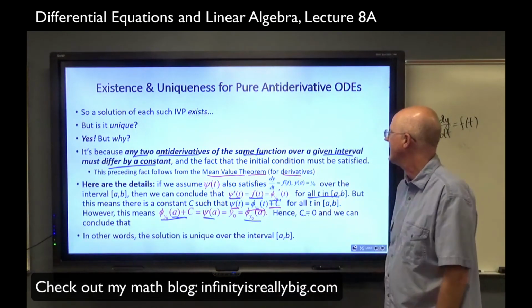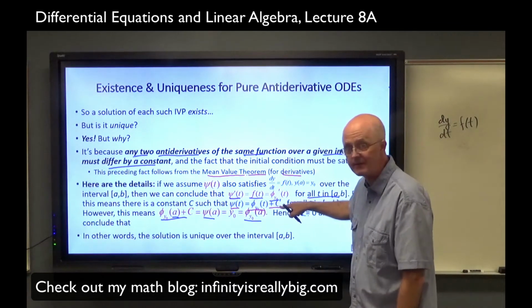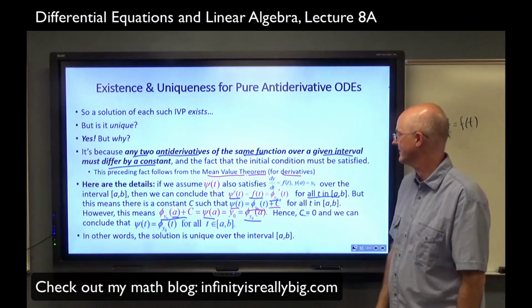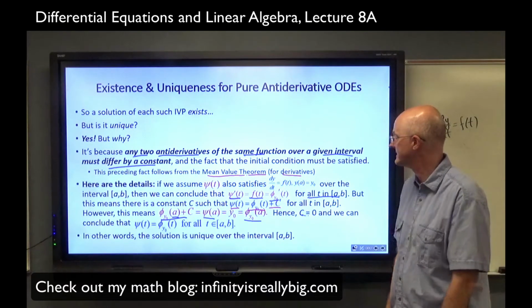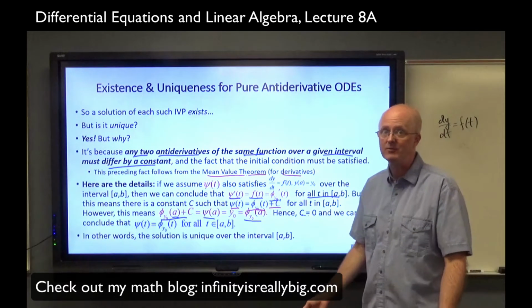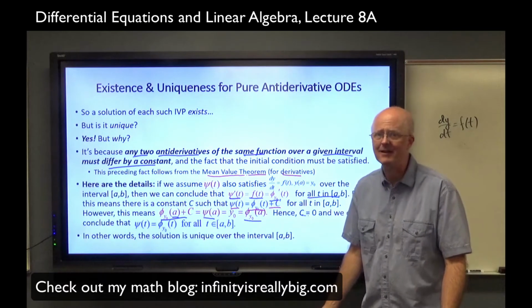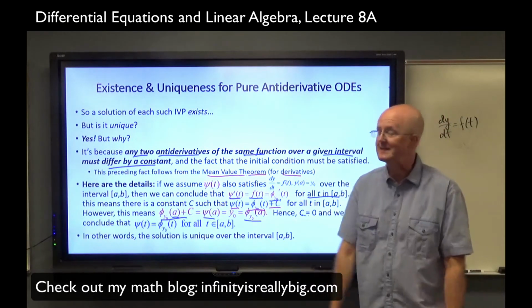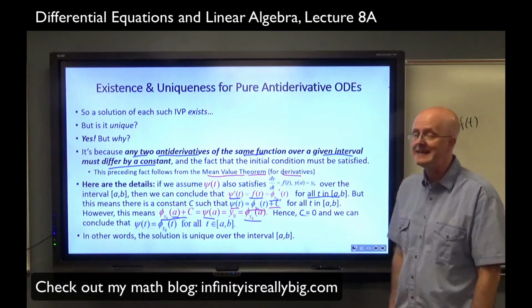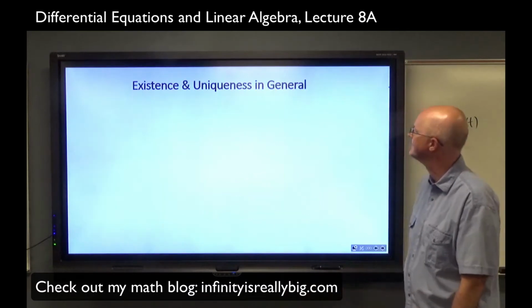C is 0, and we can conclude that in fact these two things are equal with c equal to 0 there. They're the same function for all t in the interval. In other words, the solution is unique over the given interval. Okay? So it can be proved. And I hope you believe that you could do it if you worked at it hard enough, maybe with some hints here and there. It's not an easy thing to do proofs, but once you see them, they should make sense.